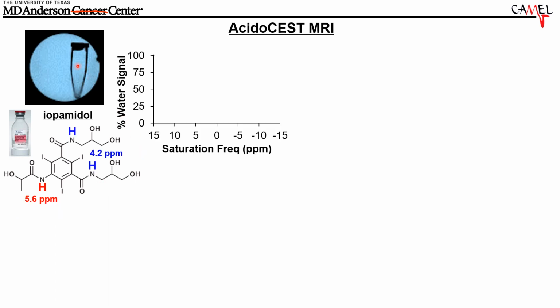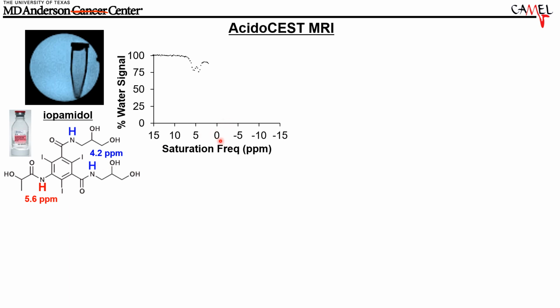That's seen in this experiment where we placed iopamidol in the inner tube and then selectively saturated a series of MR frequencies, and when we reach 5.6 ppm, the inner tube will go dark, and that is the CEST effect. When we saturate at 4.2 ppm, we also see the inner tube go dark because that is the resonance of the other exchangeable amide protons on this molecule.